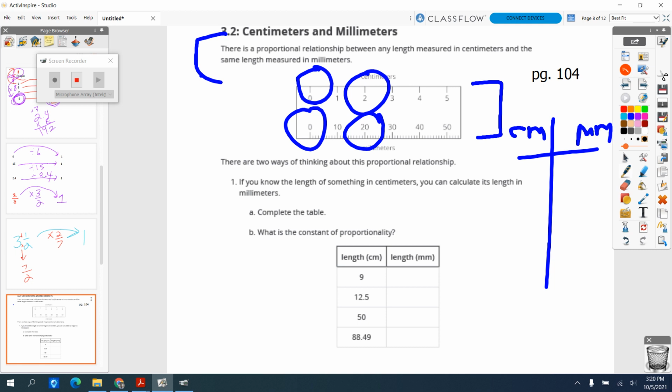So 1 centimeter is 10, 2 is 20. So can you see the relationship? What makes this proportional is every time you're multiplying by 10. So it says complete the table.